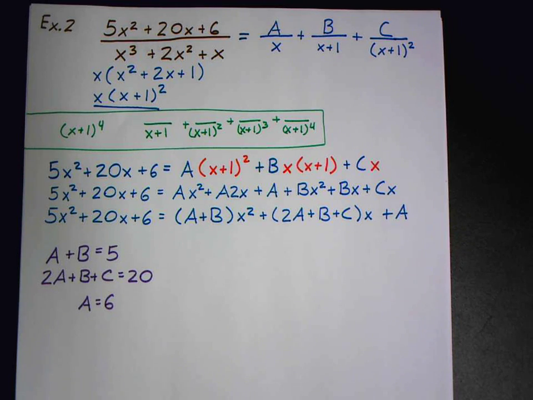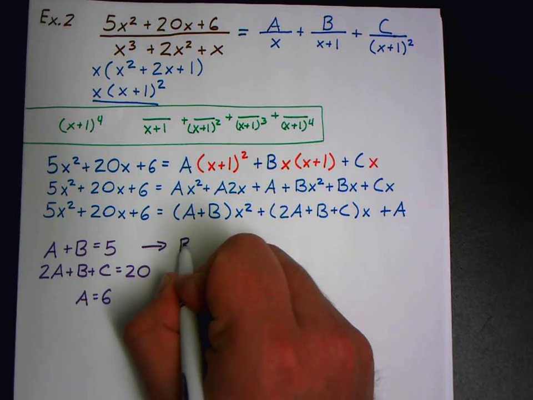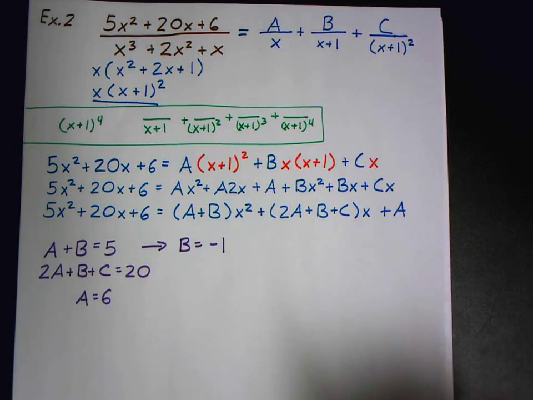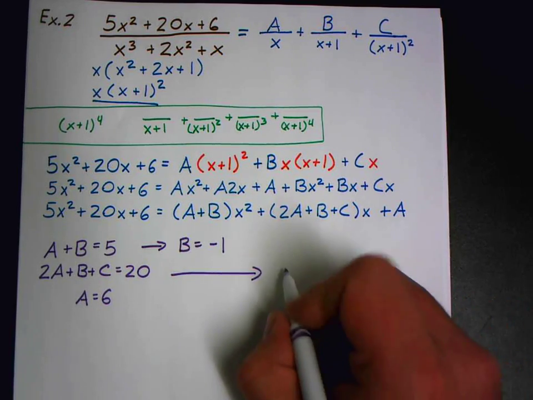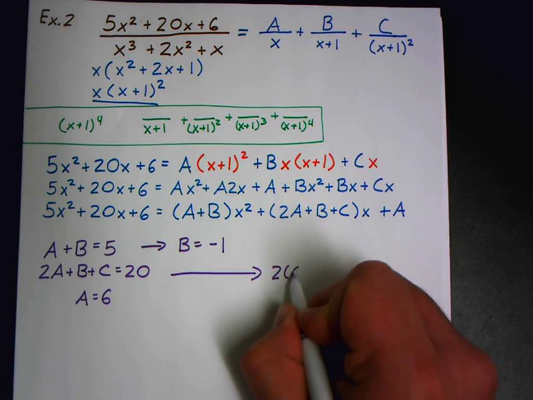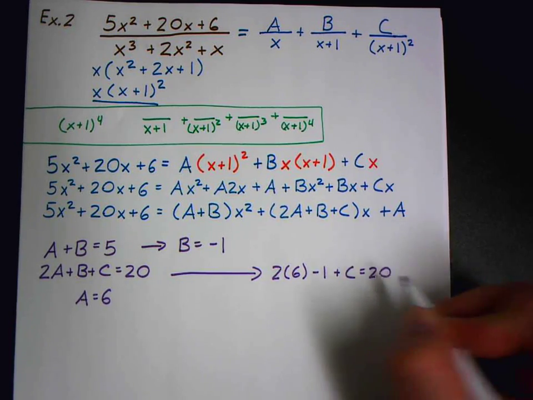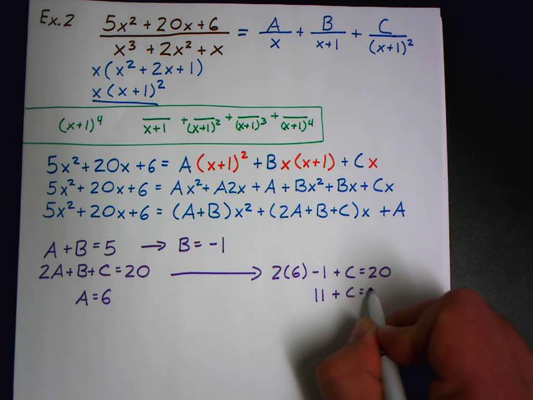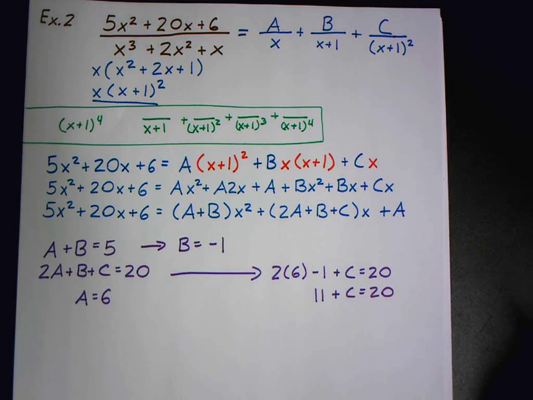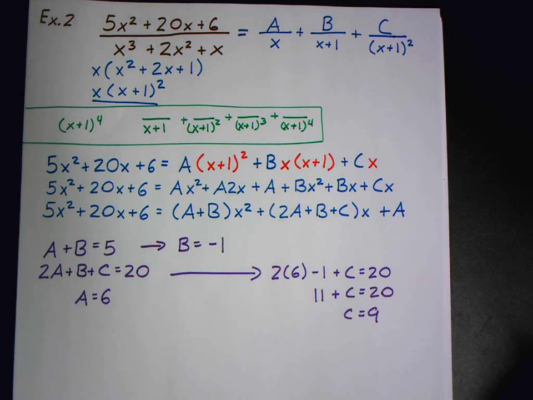Okay, so A equals 6. So since A equals 6, what does that mean B equals? And since B equals -1, that would be 2 times 6 minus 1 plus C equals 20. So C equals 9.